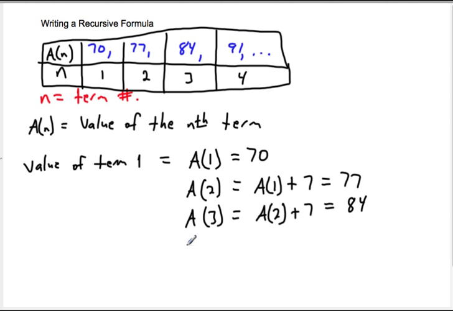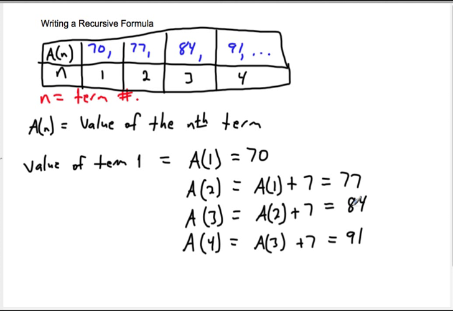And so on. So I'll do one more here. A to the fourth, or not a to the fourth, I'm sorry. The value of the fourth term is the value of the third term plus 7, which is 91. The downside of this recursive formula is if we want to find out what the value of the 100th term is, we have to write this out 100 times. Nevertheless, it still has some value, but I'm going to show you a way to write a function rule rather than a recursive formula next.